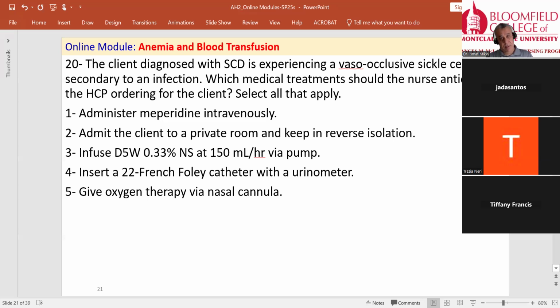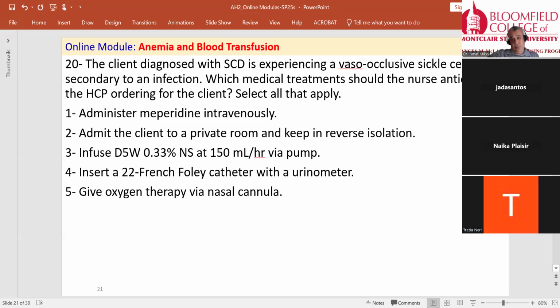I don't know the name, but I feel like with reverse isolation you would put the protective gear on the patient instead of the nurses. Professor, I don't really know the name of it, but I feel like it's when the patient has a very weak immune system.